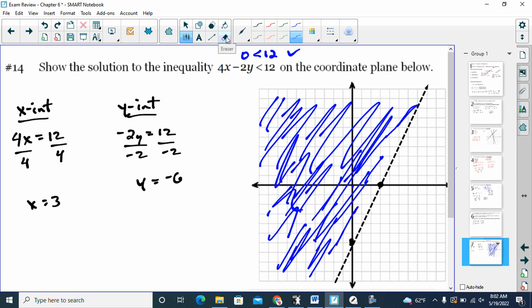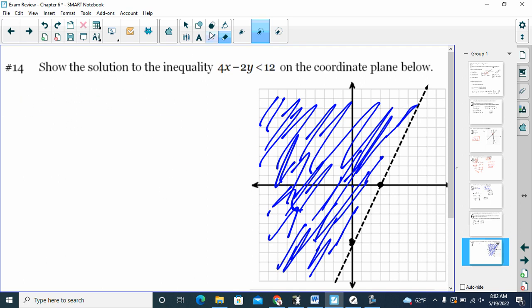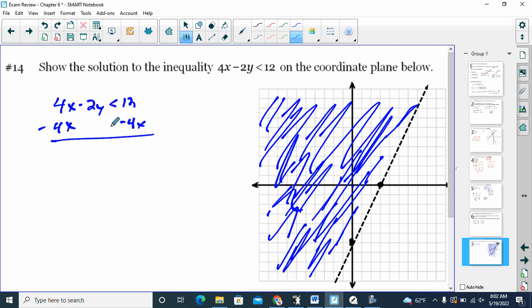If you understood that way to do it, great. If not, there is a different way we could do this problem. Instead of finding the x and the y-intercepts, we could change to slope-intercept form. So the equation as written says 4x minus 2y is less than 12. We could subtract 4x from both sides. So I get -2y is less than -4x plus 12. And then divide both sides by -2.